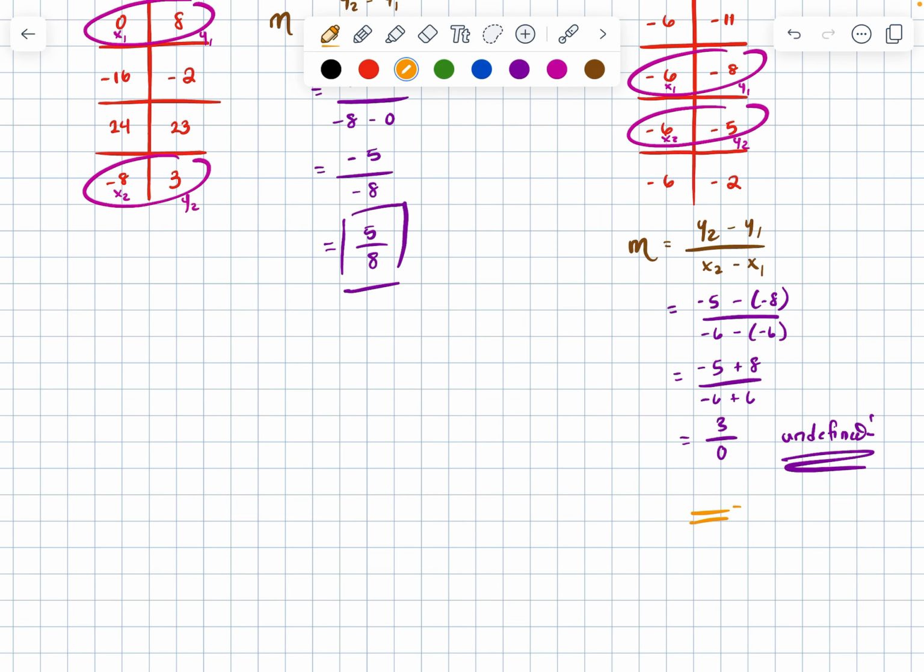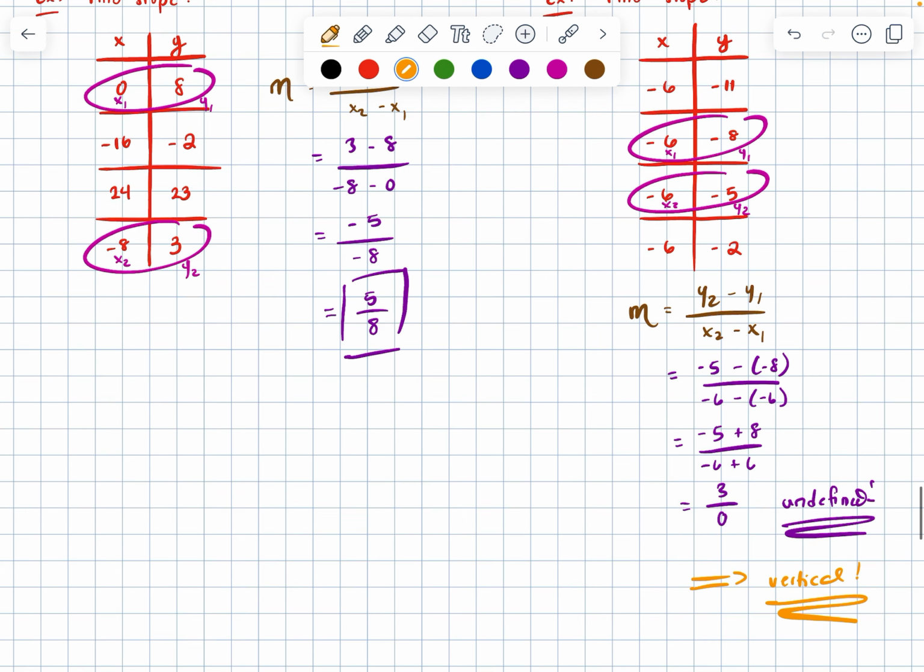And if I have an undefined slope, what does that tell me about my line? Well, lines with undefined slope can go up and down, but they cannot go left or right. Their run is 0, so this is a vertical line through, in fact, the x value of negative 6. So x equals negative 6 would be the equation of this line.